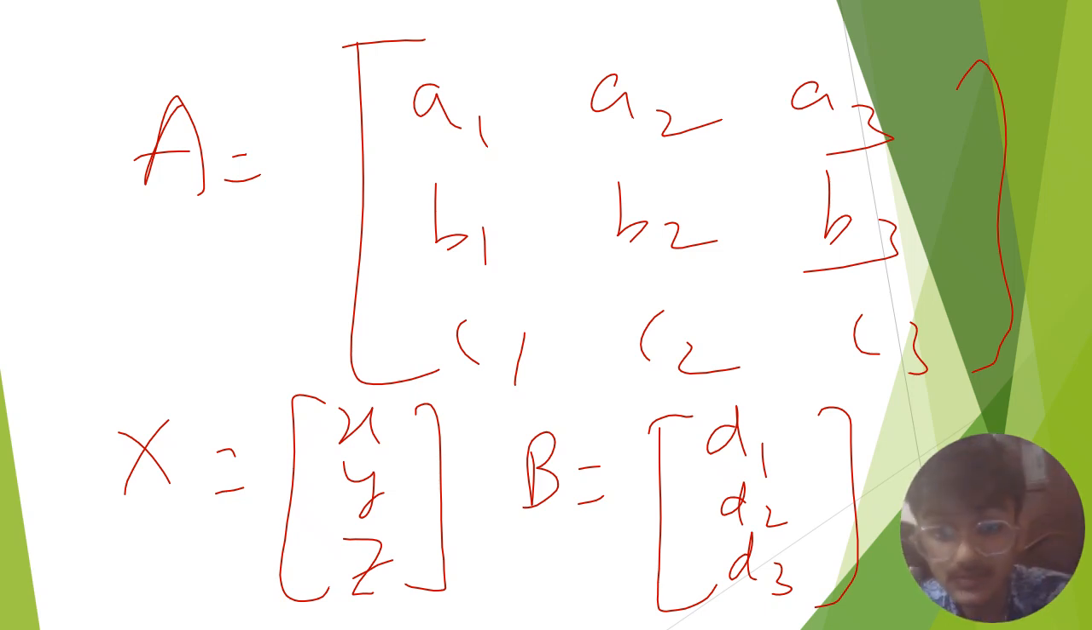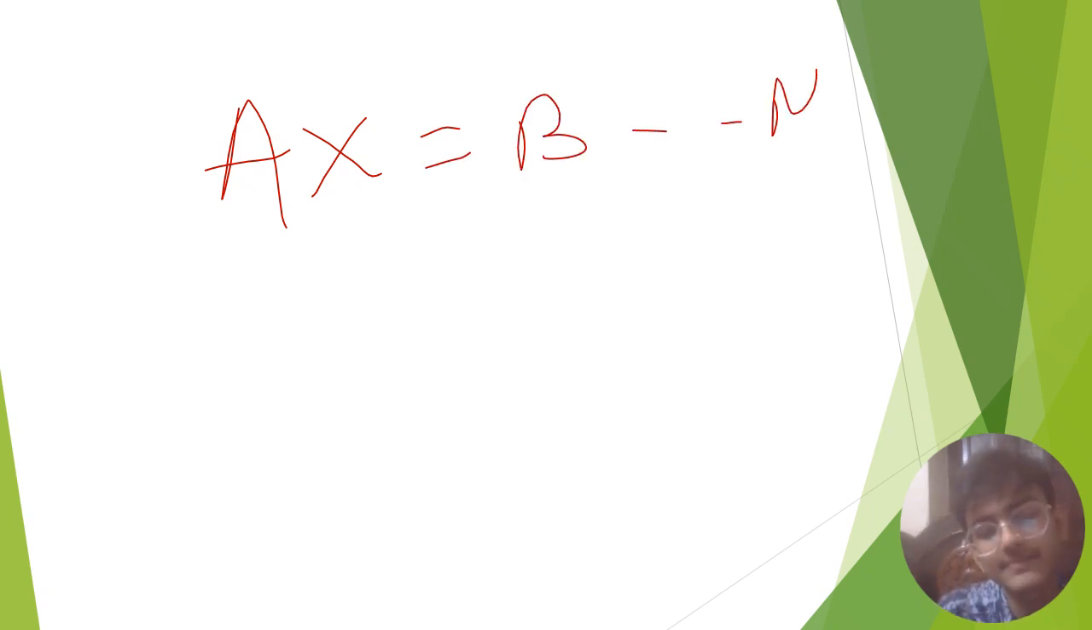These methods are useful for your subjective papers like boards, but when we talk about competitive papers, then this method is not so prevalent. So A, X, and B we have defined. Now the matrix equation says AX is equal to B. This is our matrix equation.